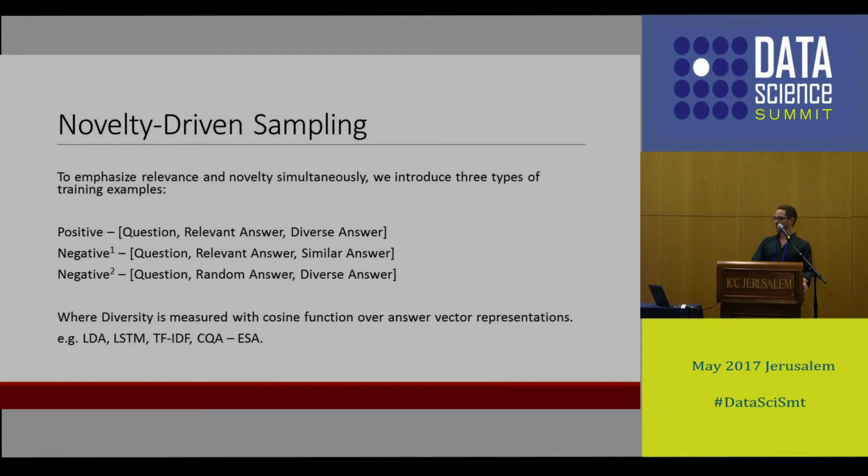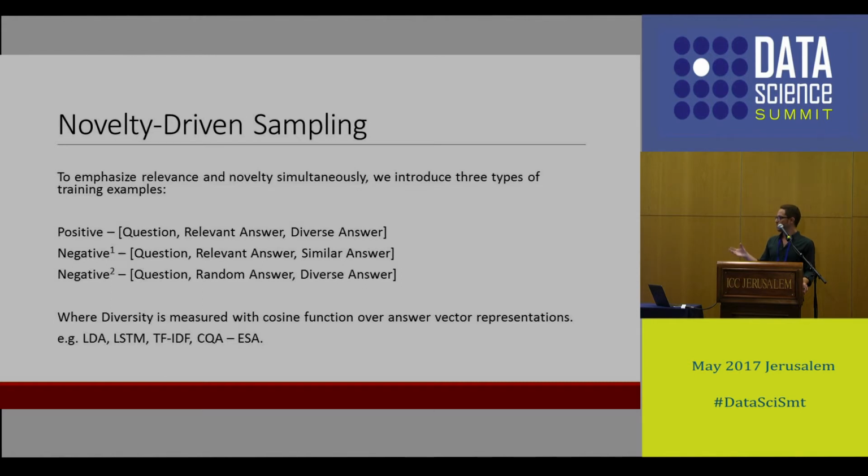Now, to measure the amount of similarity or diversity between two answers, we are doing the following. We first represent each of the answers with a vector representation. The vector representation can be one of the following: latent Dirichlet allocation or LSTM. We then compute the cosine similarity between the representations, okay? We choose the top cosine similarities to be similar answers and the bottom to be diverse answers.